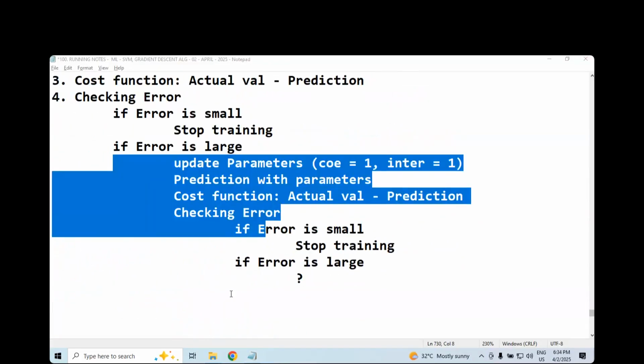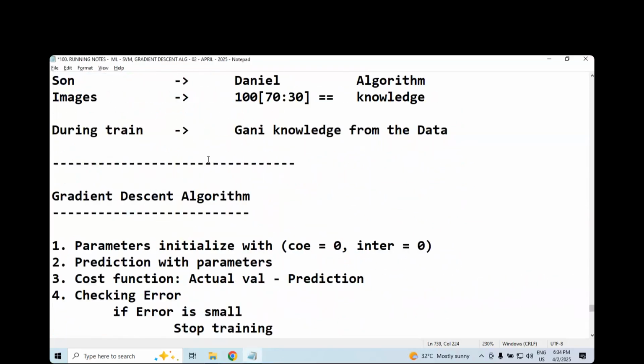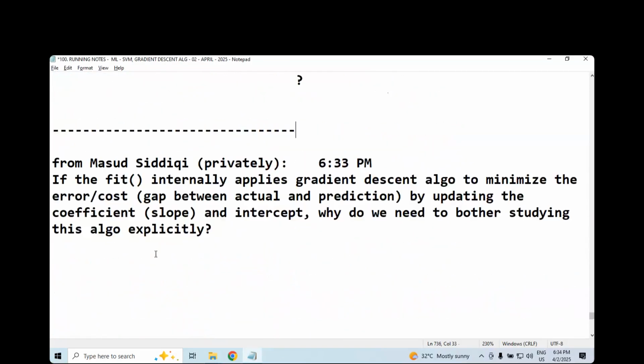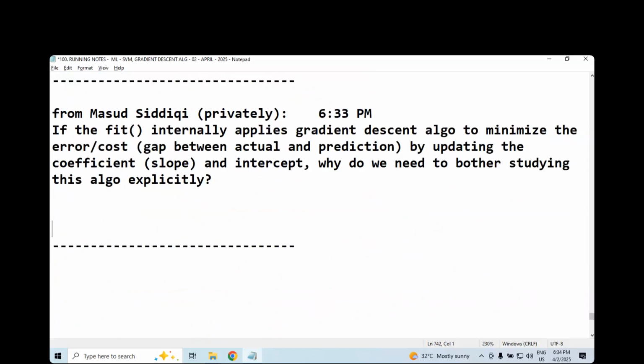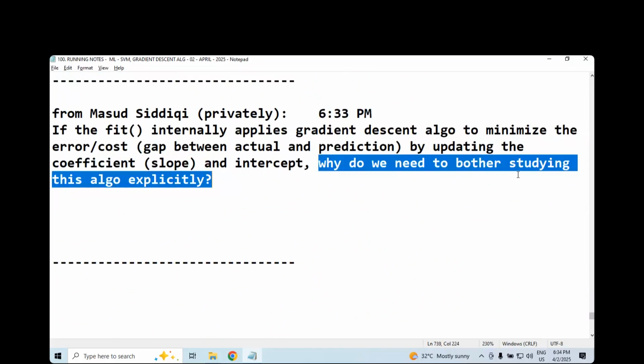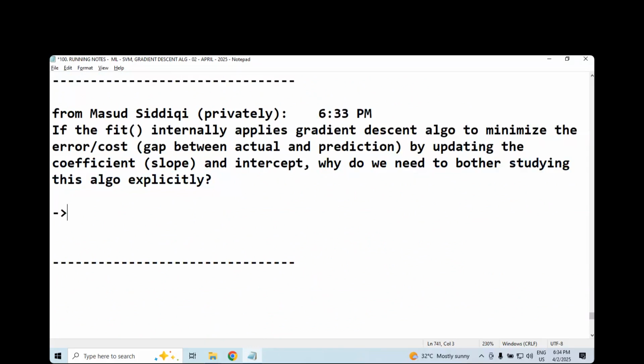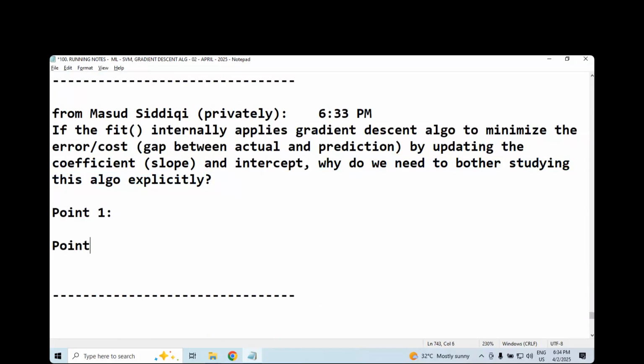There is one good question. If the fit method internally applies the gradient descent algorithm to minimize the cost function, the gap between actual value and prediction value, by updating coefficients, then why do we need to bother studying algorithms explicitly? Point number one, sir, I appreciate you. There are 2 points you have to be very clear about. It is a valid question. I can talk practically from a real-time perspective.